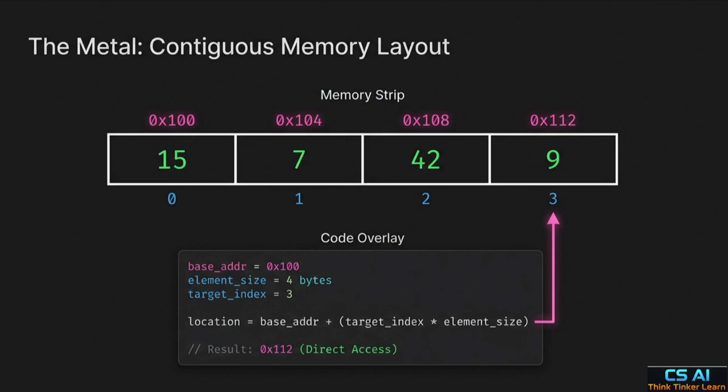To find any element, the CPU does not need to scan from the beginning. It uses a simple formula where the target location equals the base address plus the product of the target index and the element size. If we want index 3, we take 0x100 and add 3 times 4, and immediately jump to 0x112. This direct access is the reason why arrays are the bedrock of almost all complex data structures. When you understand this offset math, you realize why array indices start at 0, because the first element is located exactly 0 units away from the base address.